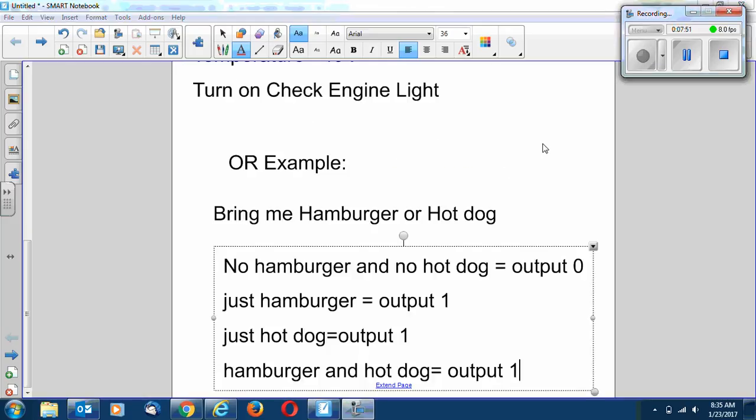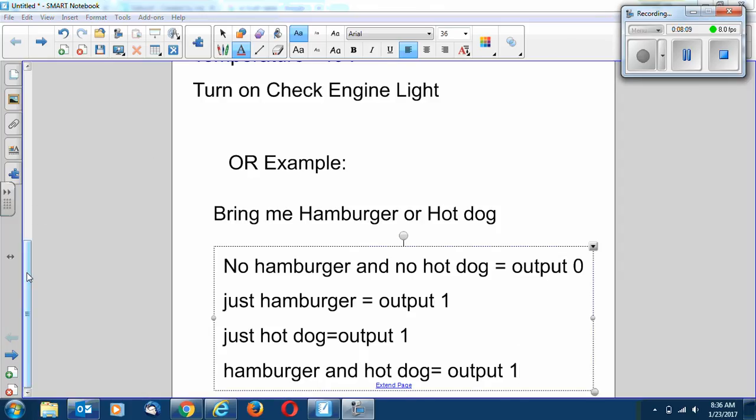All right, so I typed all of this up, and you can see it's just what I just said, right? No hamburger, no hot dog, output 0. Just hamburger, output 1. Just hot dog, output 1. Hamburger and hot dog, output 1.